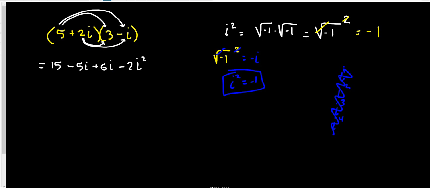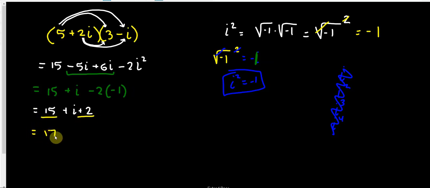So if I look at this, I have some like terms here. I have 15. Now, negative 5i plus 6i, that would be what? Positive 1i, or i. And instead of i squared, we know that i squared is negative 1. And so we have a little more simplifying we can do. Negative 2 times negative 1 is positive 2. Oh, look, I have like terms. I have 15, a plain number, plus 2. So that's 17 plus i. Okay, cool. That wasn't really too difficult to do.